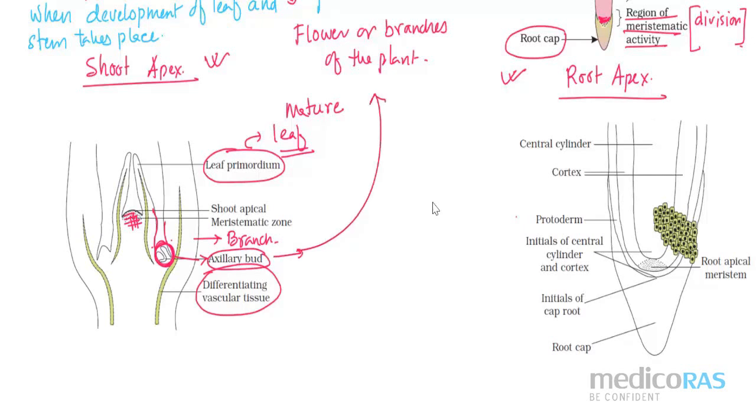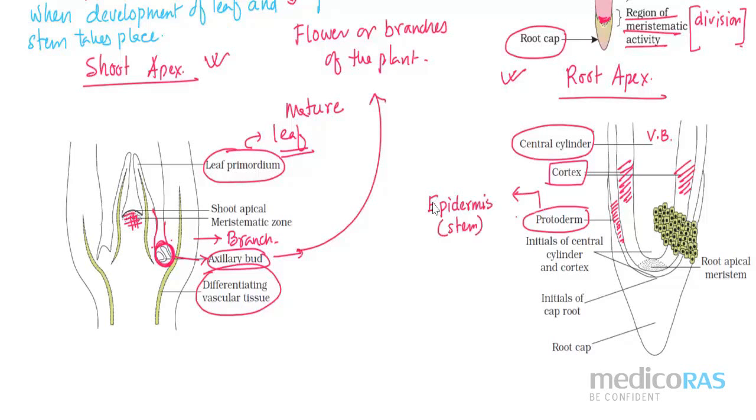Similarly, in this case we have one central cylinder which ultimately gives rise to the vascular bundle, and near the sides of the vascular bundle we have distinct areas for the cortical region or the cortex, and surrounding this we have another specific area known as protoderm. Let me tell you, the protoderm is responsible for giving rise to the epidermis in case of stem and epiblema in case of root.